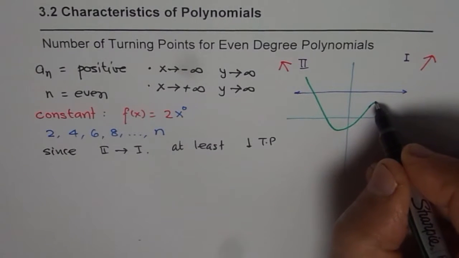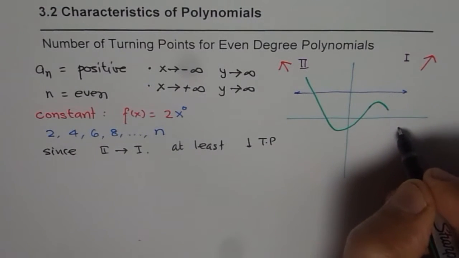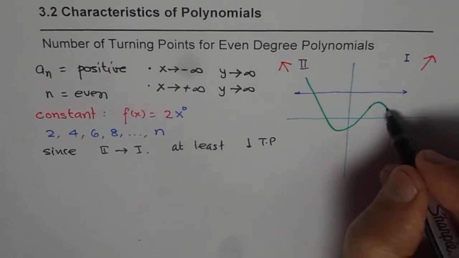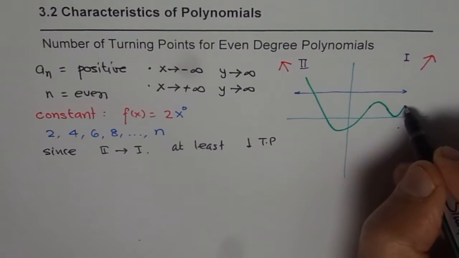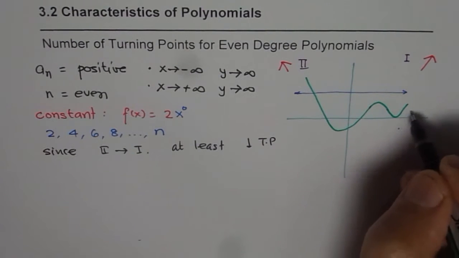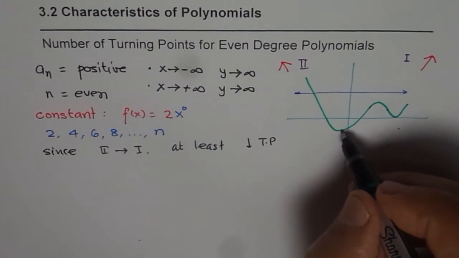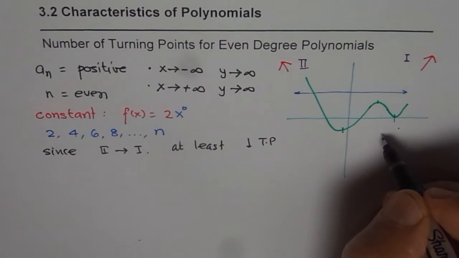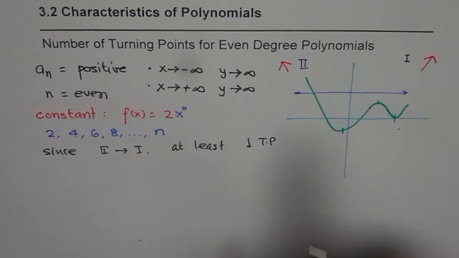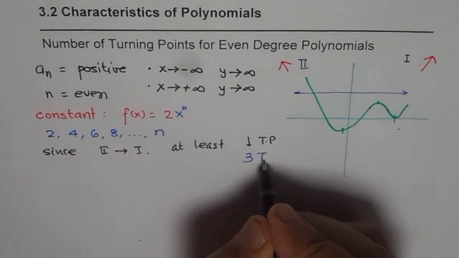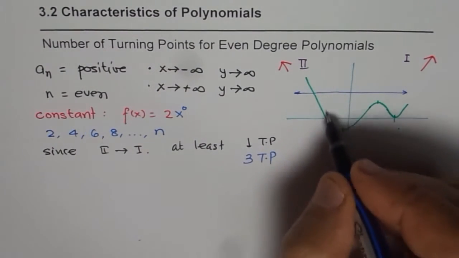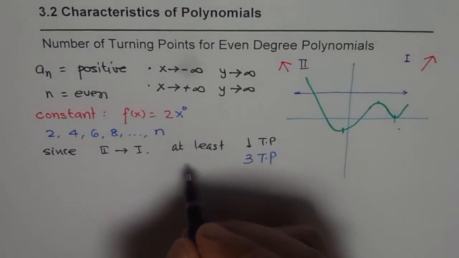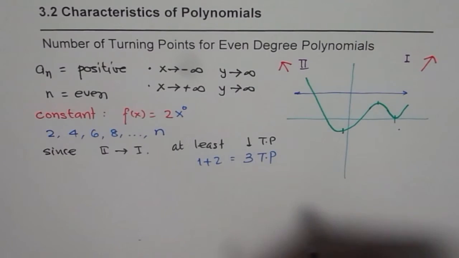Now think about this function turning again. If it turns again, what happens? It is leading to quadrant 3. But it has to ultimately end up in quadrant 1. So that means it has to turn again, right? So how many turning points will this have? 1 initially, and then a set of 2. Do you see that? So it has 3 turning points. So it could have 1 turning point, and if it decides to turn, then it has to turn again. That means 1 plus 2, which is 3 turning points.